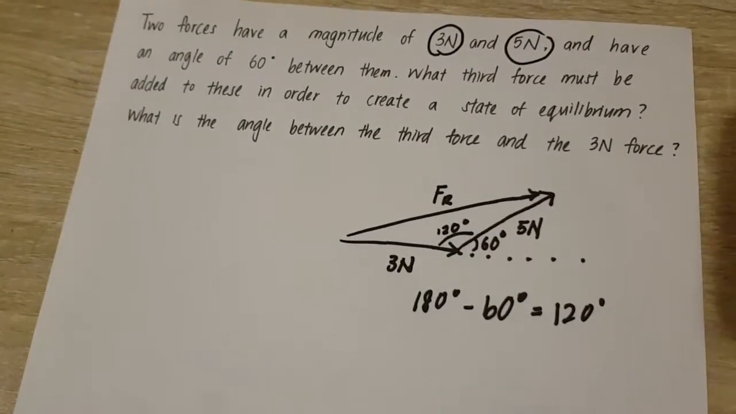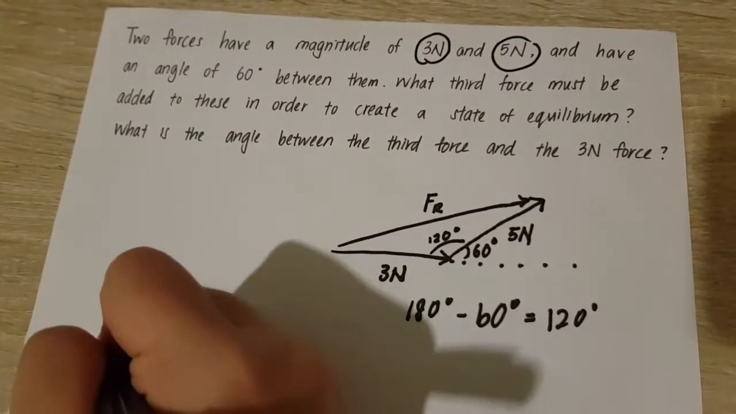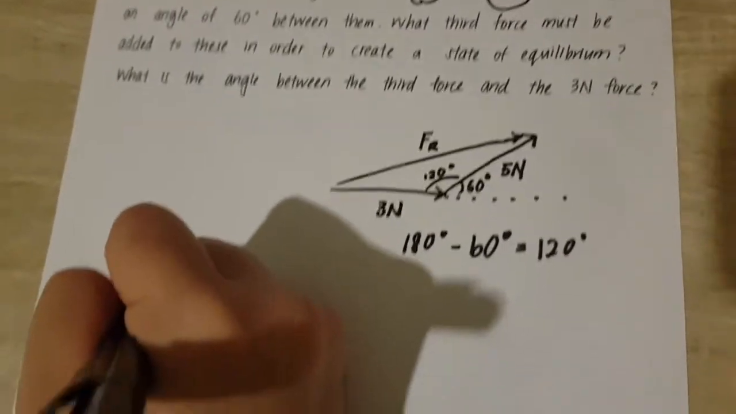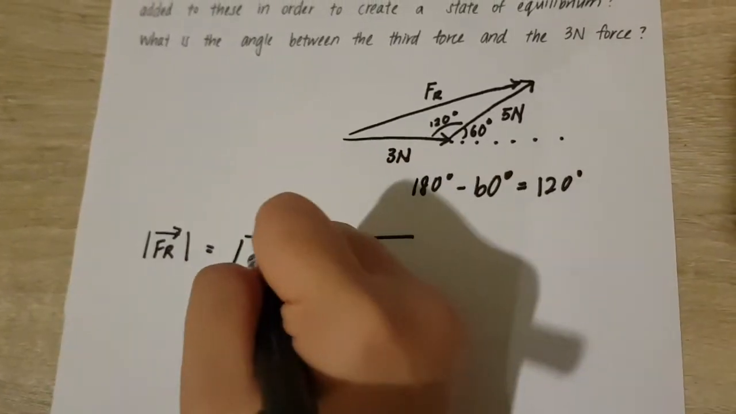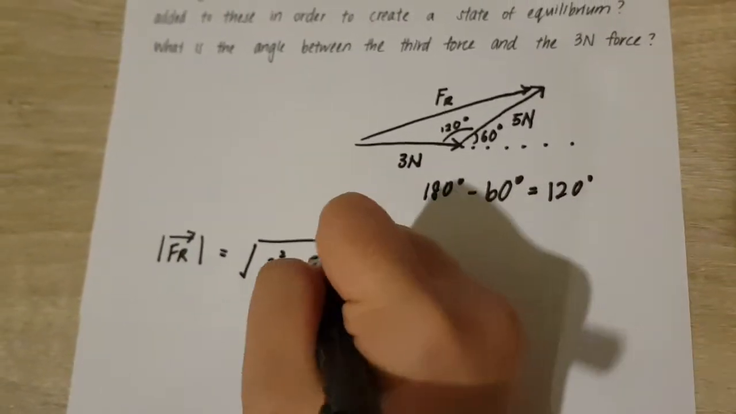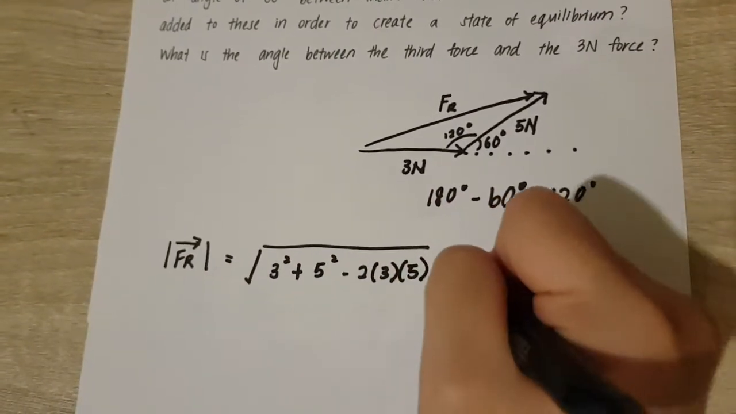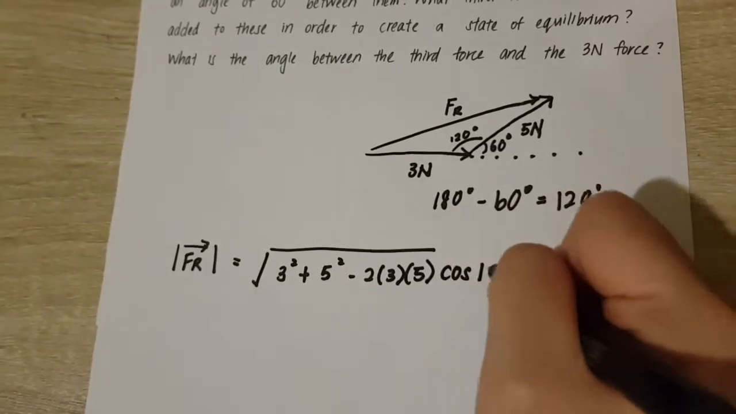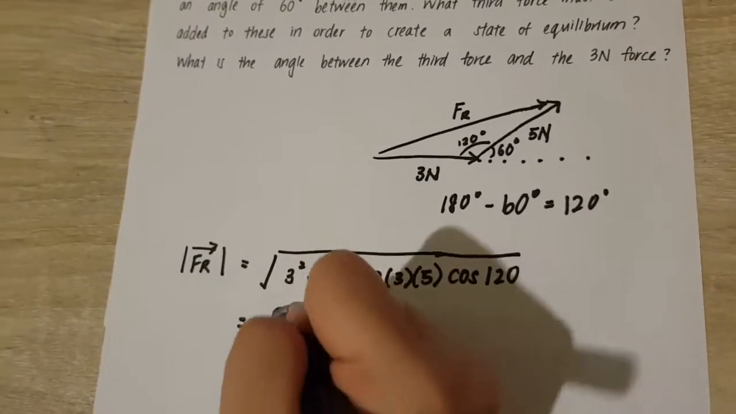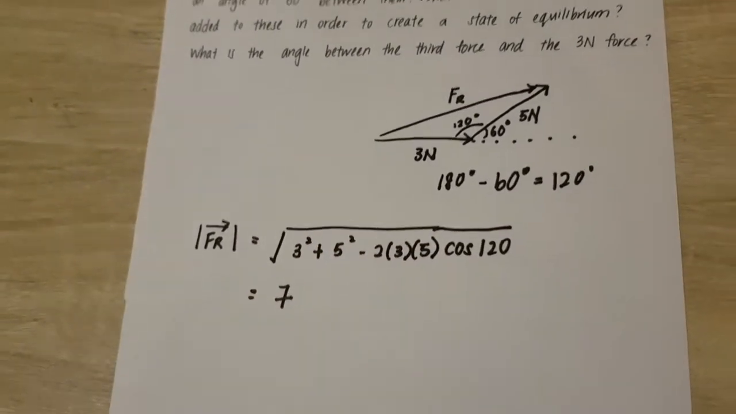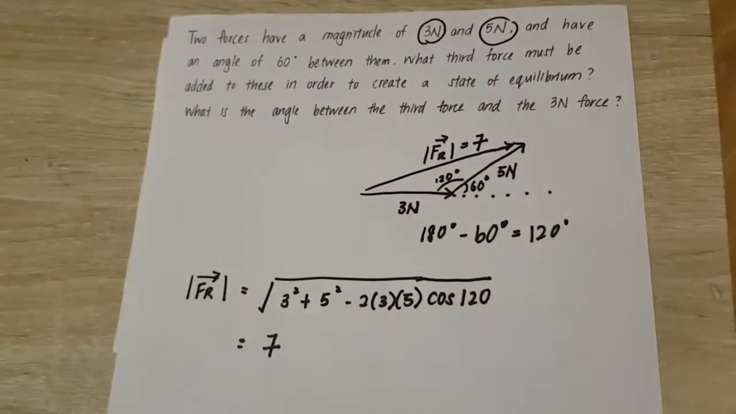And we can apply the cosine law to find Fr, the magnitude of Fr. So Fr equals the square root of 3 squared plus 5 squared minus 2 times 3 times 5 times cosine of 120, and we will get 7. So the magnitude of the resultant force will equal 7.